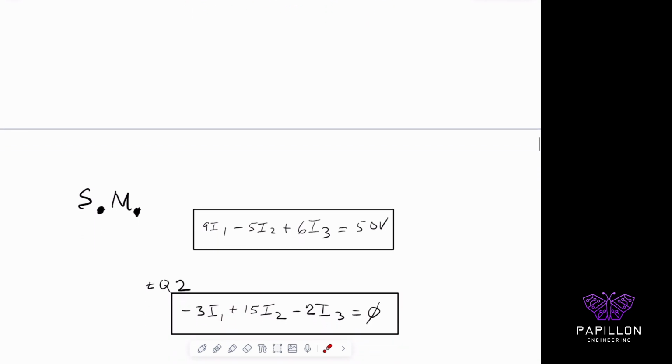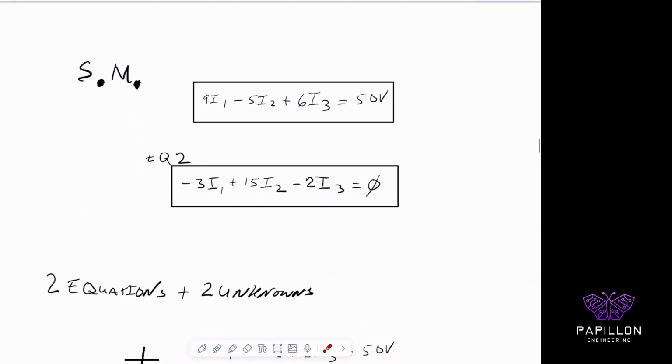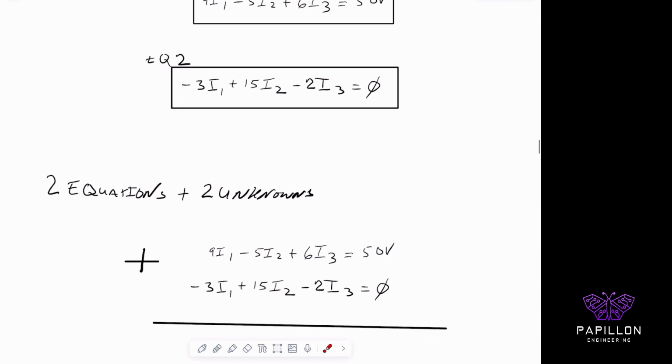So why is that so important? We have our two equations, we have our three unknowns, and now we have to attempt to use some mathematical techniques to solve for it.